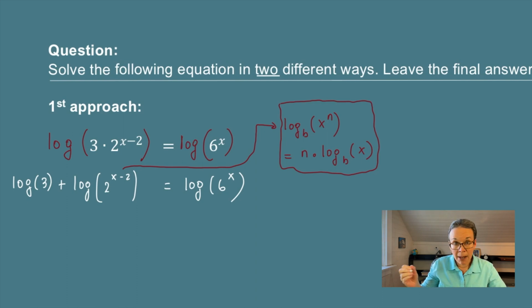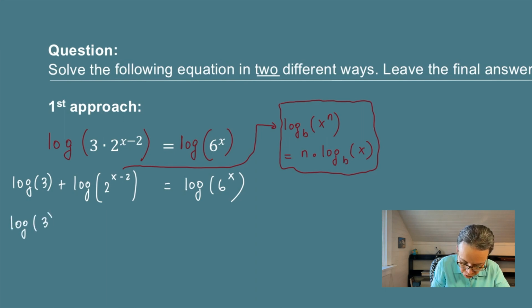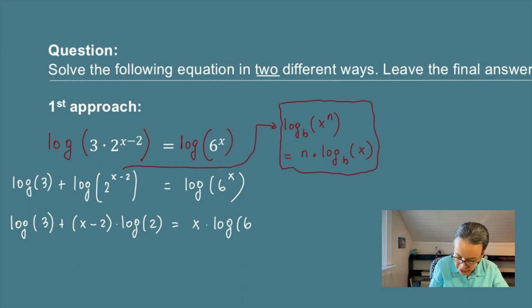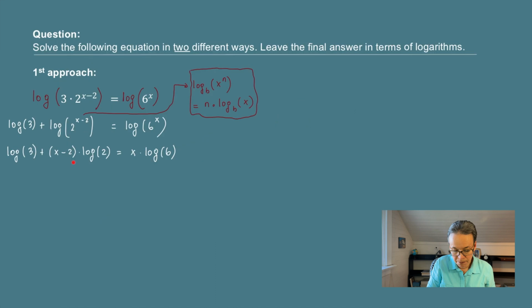So then, applying that rule or property, we're going to have log of 3 plus x minus 2 times log of 2 equals x times log of 6. So notice how the exponent here was brought down, and you see it right here in front. And then the same thing happens here.